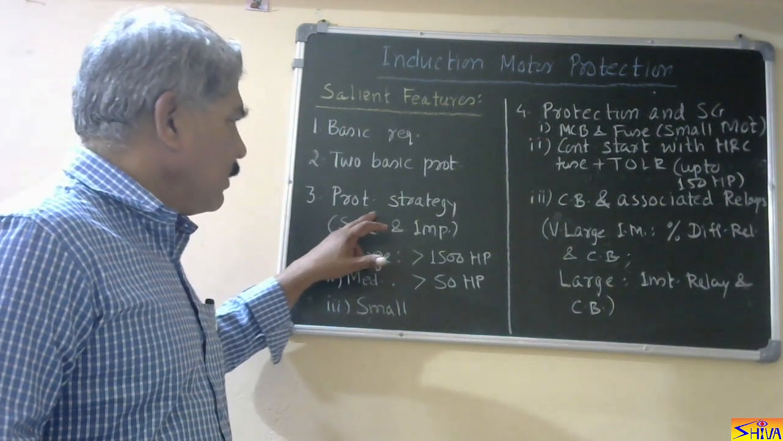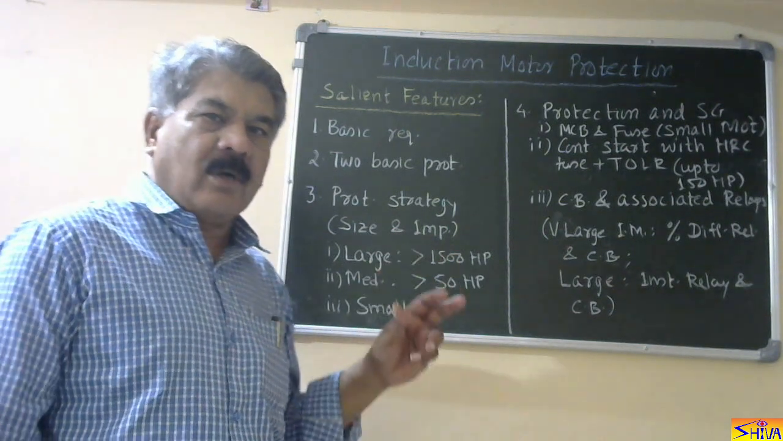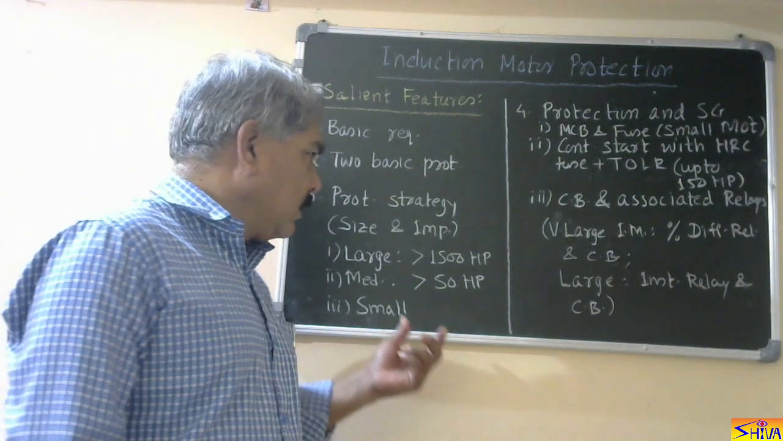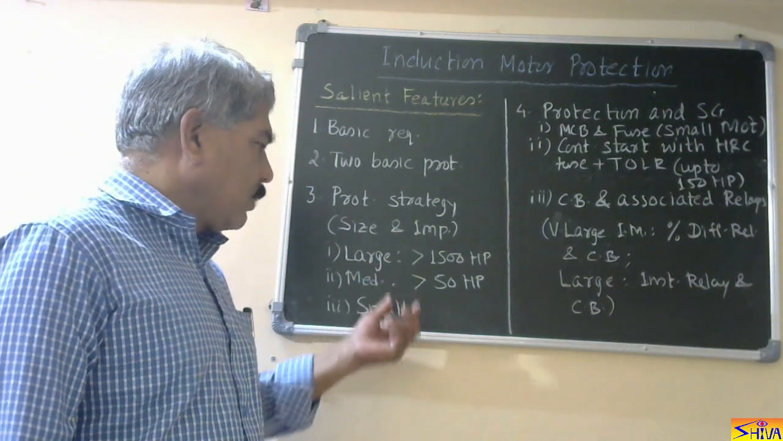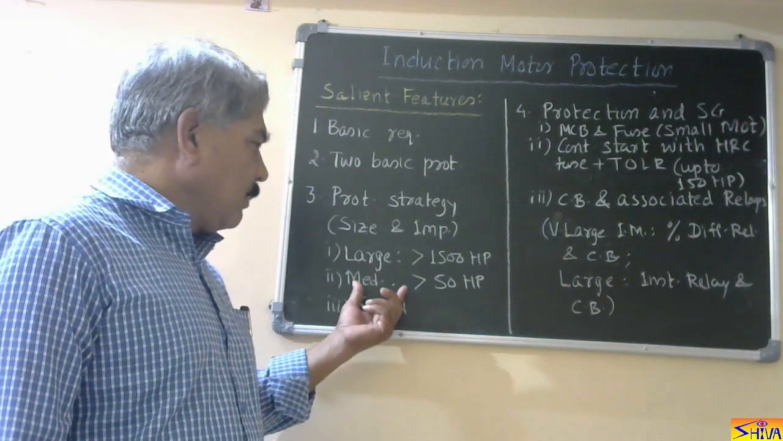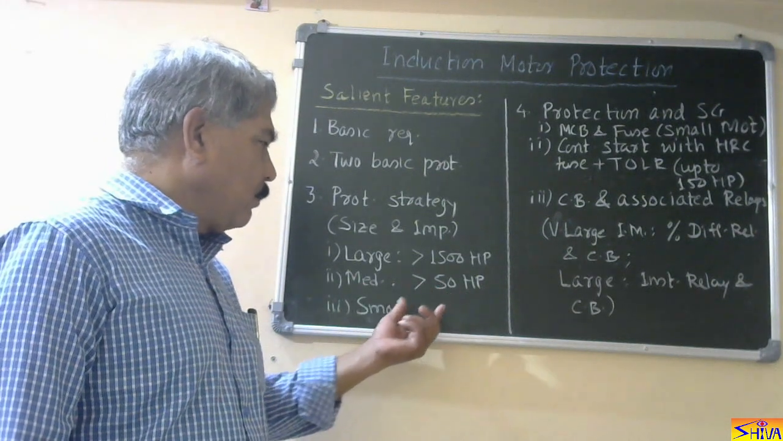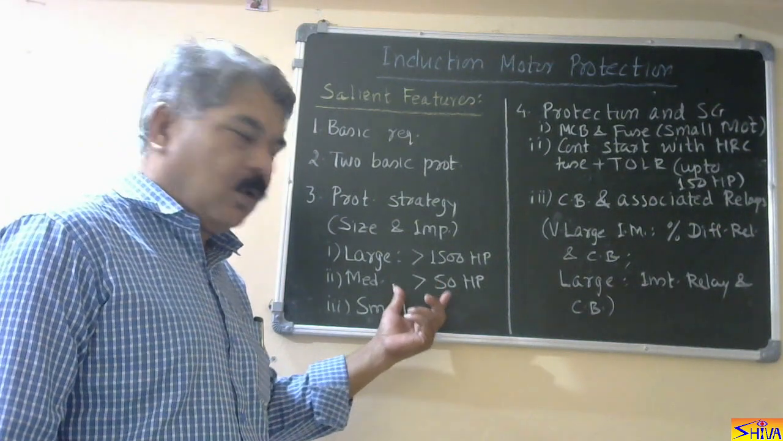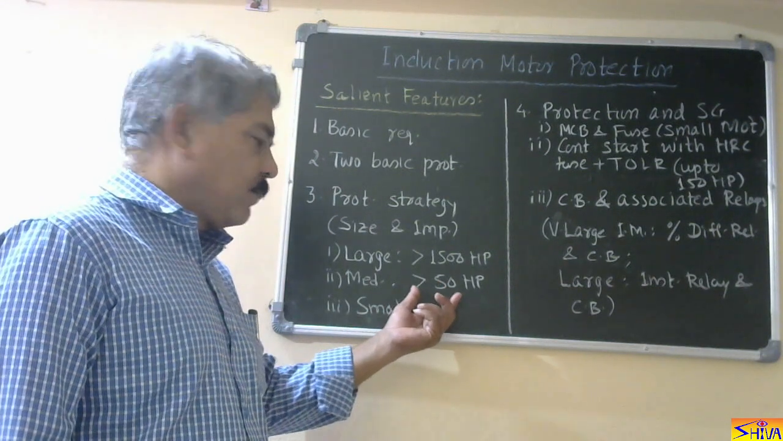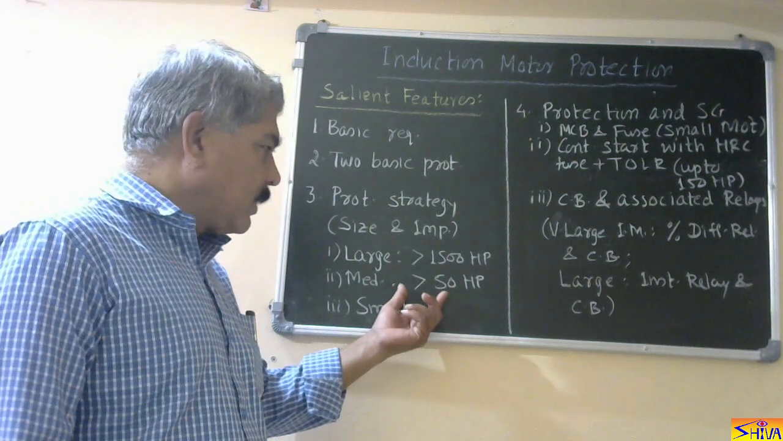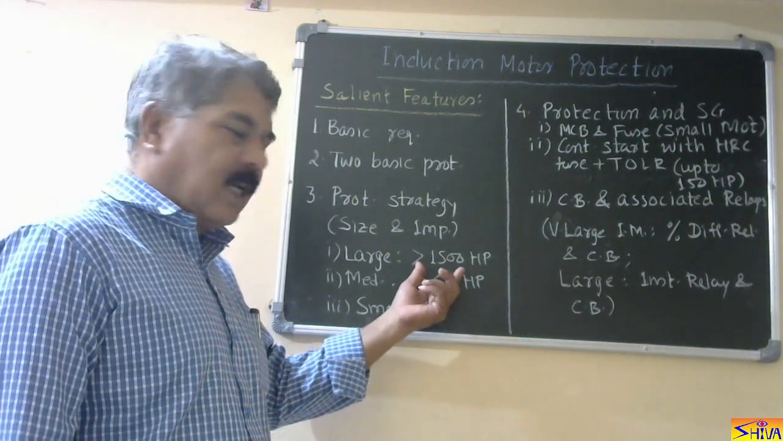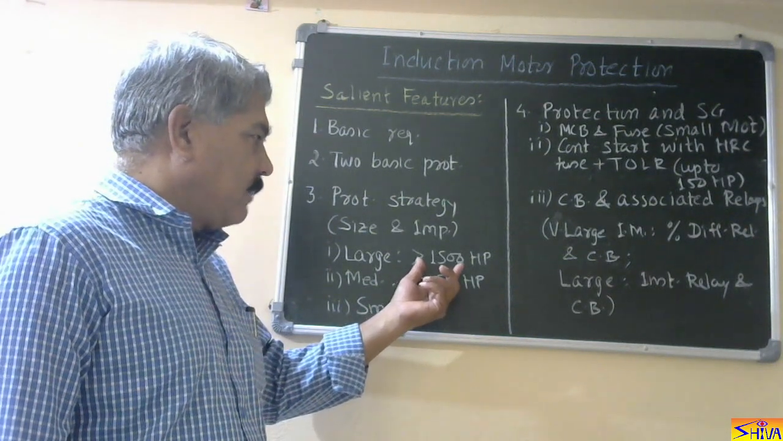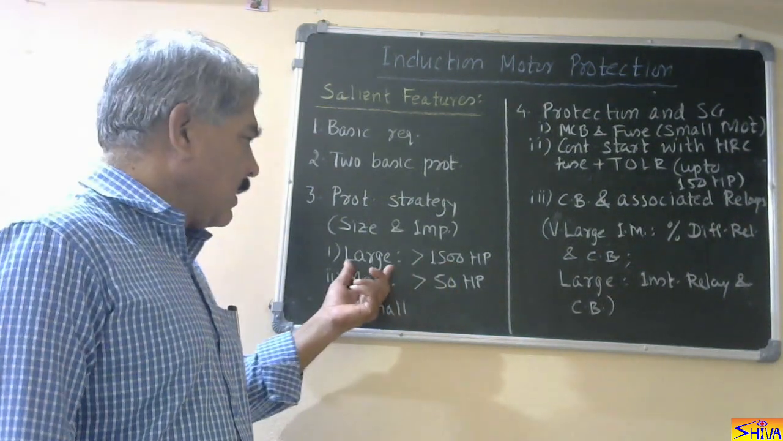Third point is, protection strategy depends on the size of the motor as well as application of the motor. Now according to the size, the motors are classified as small motors, medium motors and large motors. This classification is thumb rule. Up to 50 horsepower we can say it is small motors, then 50 horsepower to 1500 horsepower we can say it is medium size motor, and if size is greater than 1500 horsepower, then it is called as large induction motor.